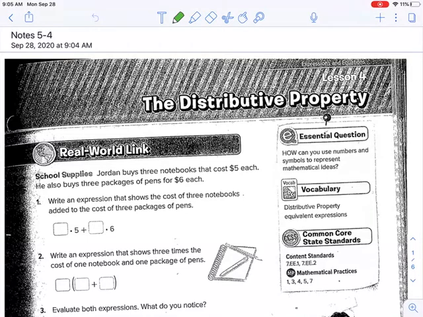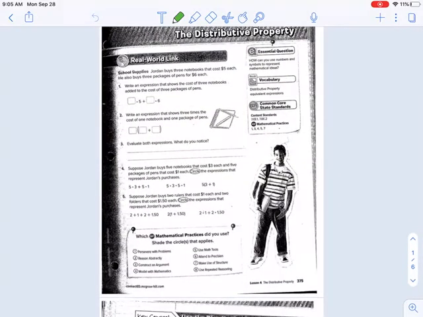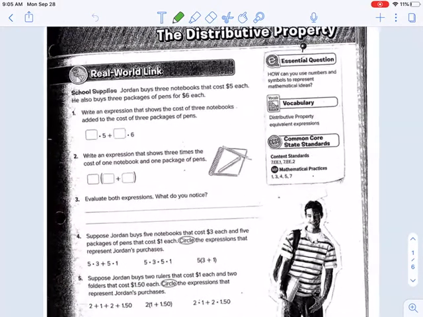Hi everyone. Lesson 4 from chapter 5 is on the distributive property. So we've already learned about the commutative, the associative, the identity, and the multiplicative property of 0. So one more property here for you called the distributive, and we are on page 375 in your book.